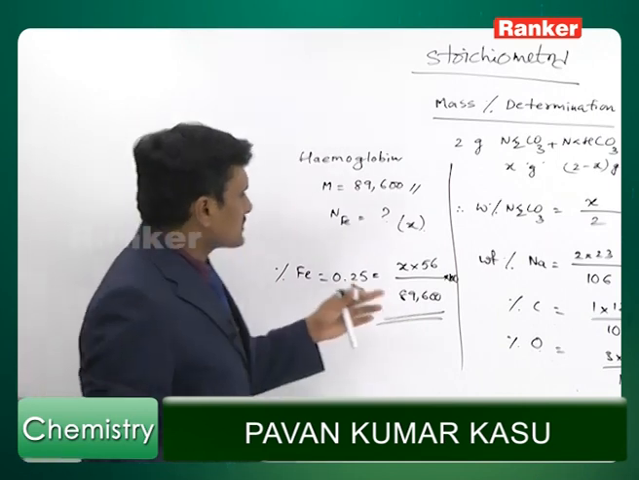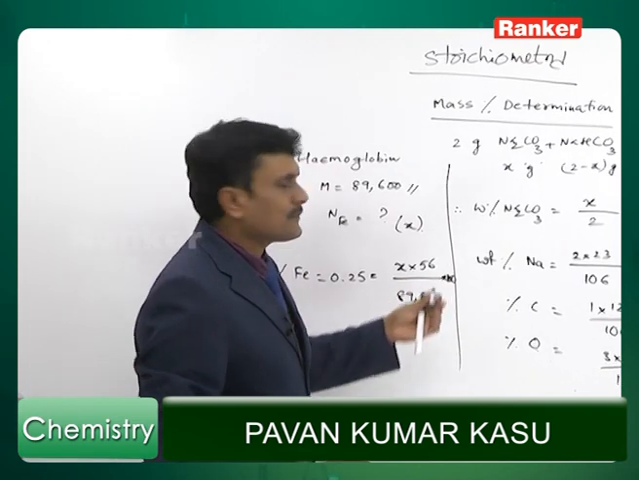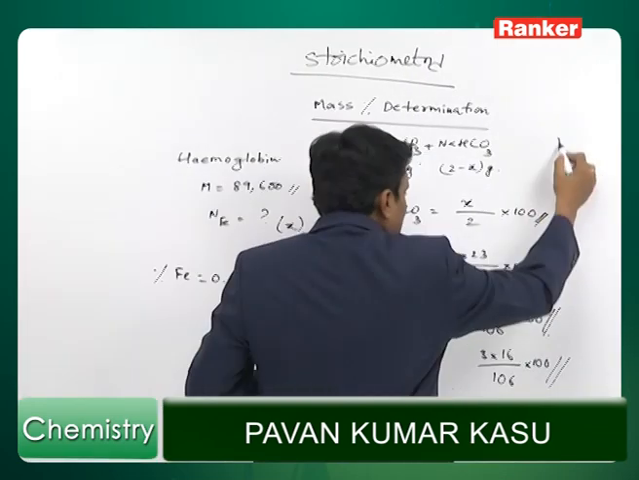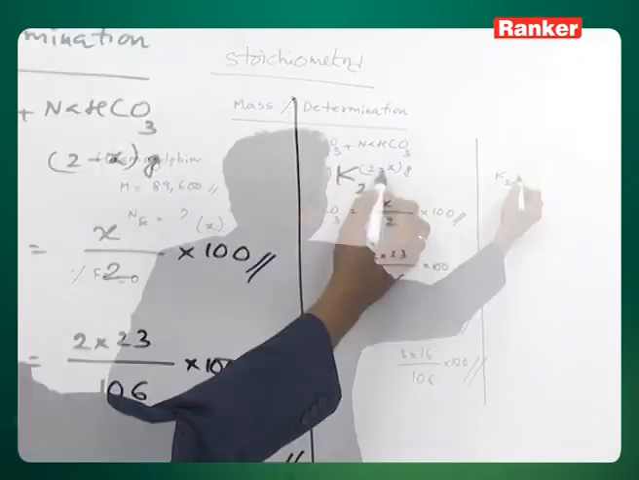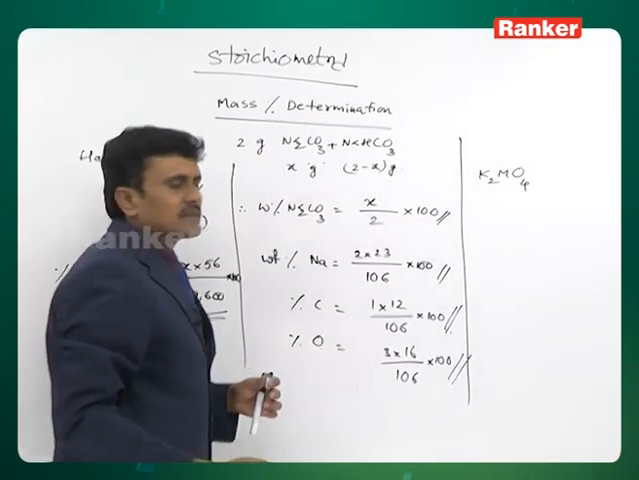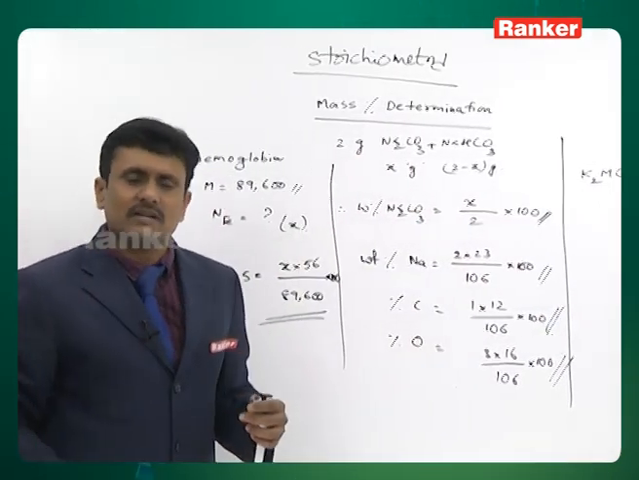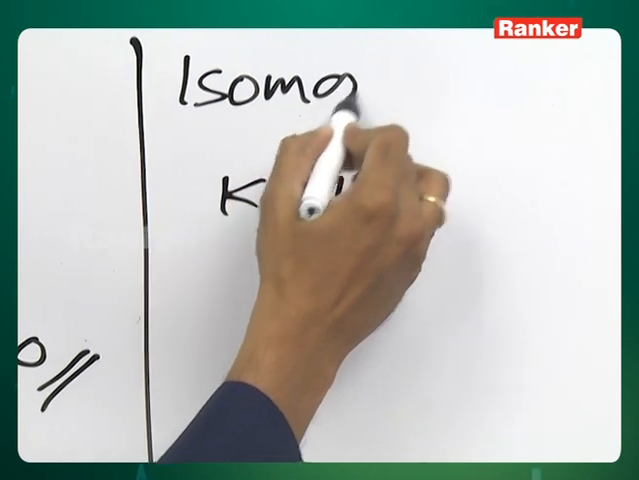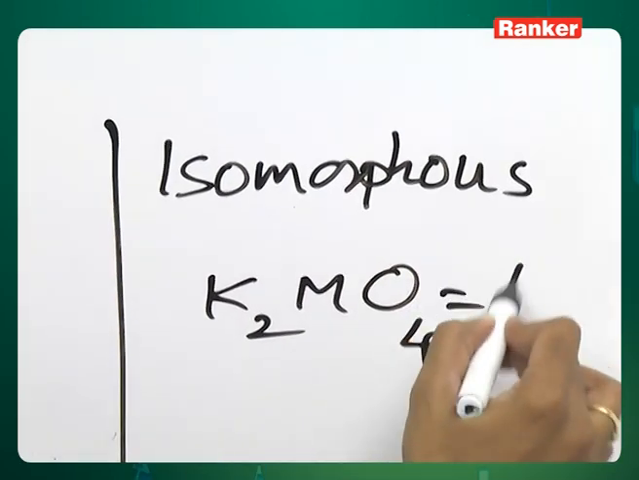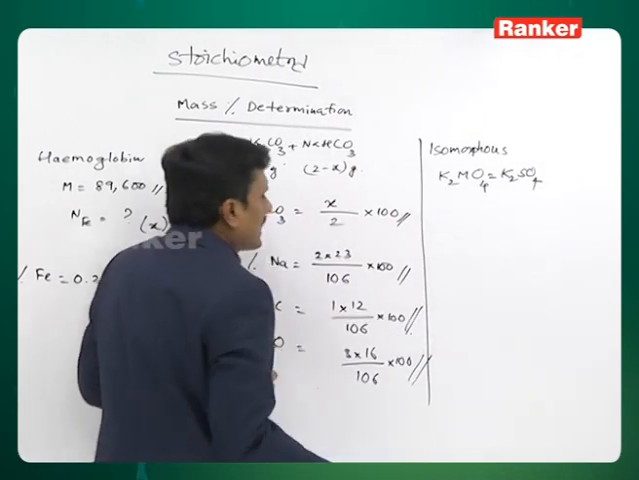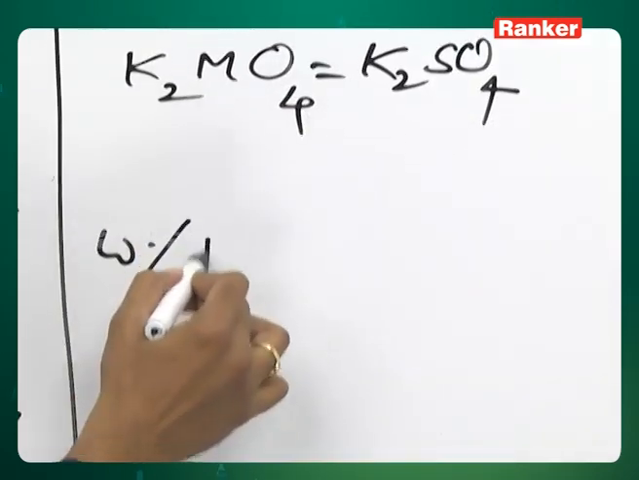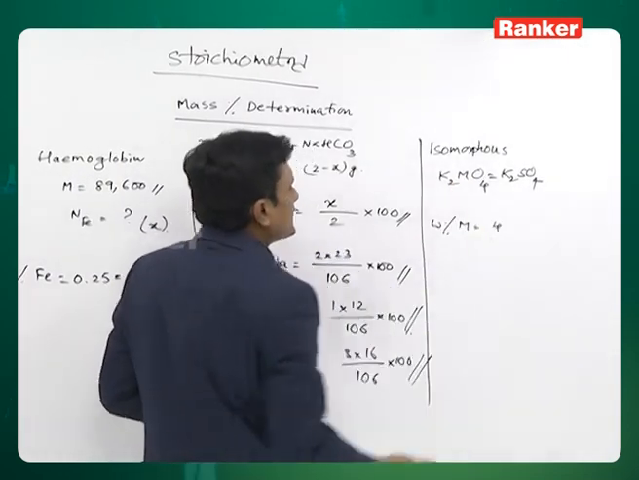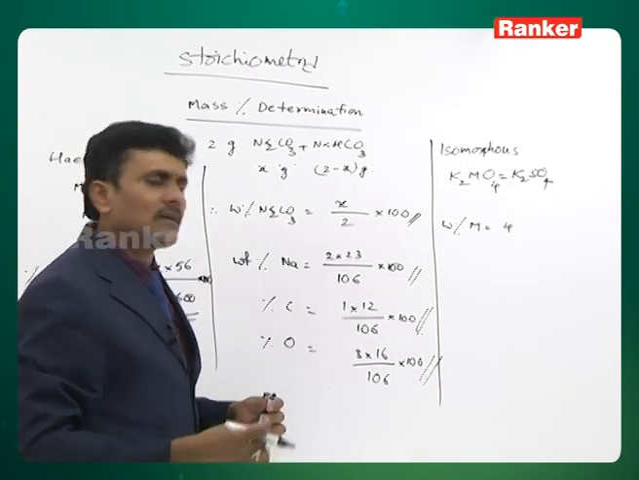Similarly, in the questions that are asked, the element's atomic mass may be asked. For example, it has been said that there is a salt which is isomorphous with potassium sulfate. Isomorphous means same crystalline structure. So there is a salt which is isomorphous with potassium sulfate, and the mass percentage of the metal is given as something like 4. Then you have been asked to find out the atomic mass of this metal or element M.